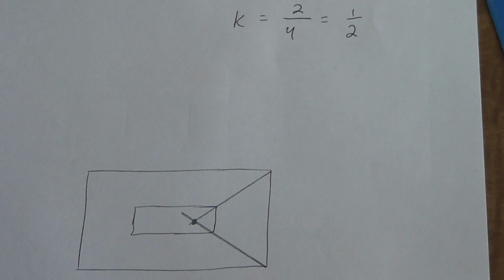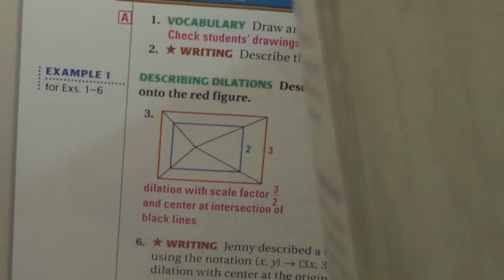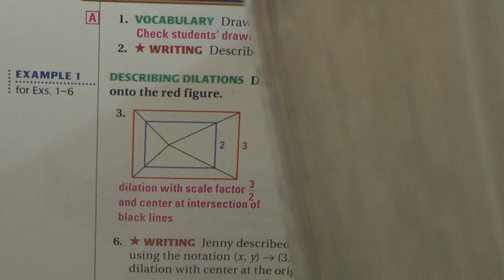Let me see if I can find a quick picture of it. Yeah. So let me show you a quick picture. Book's kind of in the way. Here we go. Can you see it? Right up there, number 3. All right, see how that center of dilation's inside? That's fine. That can happen.